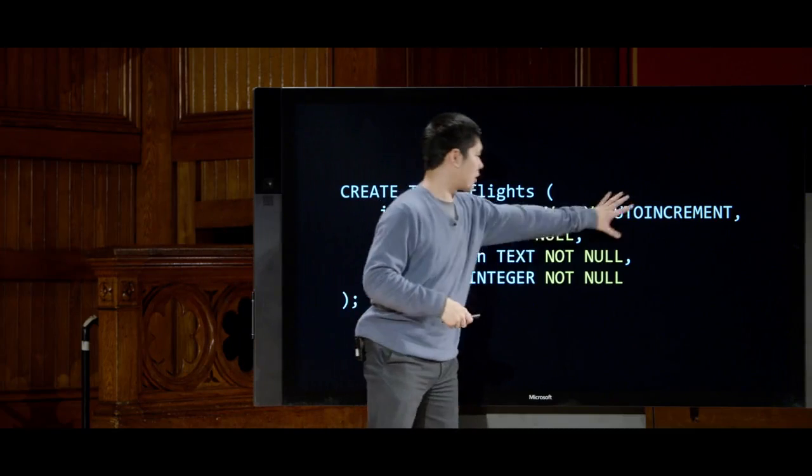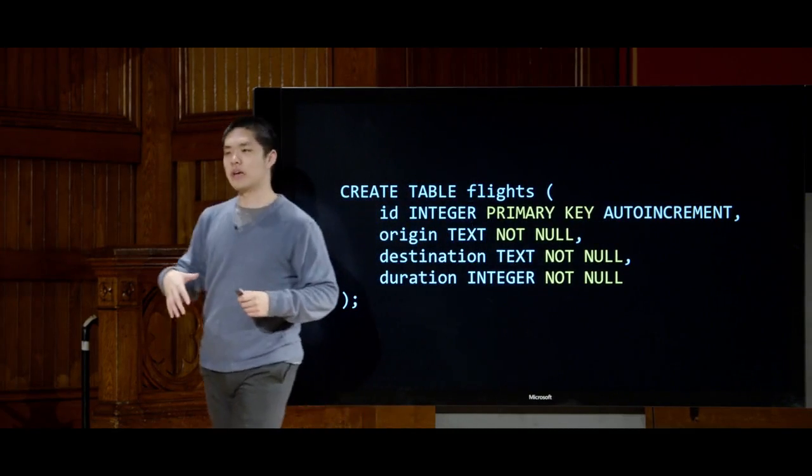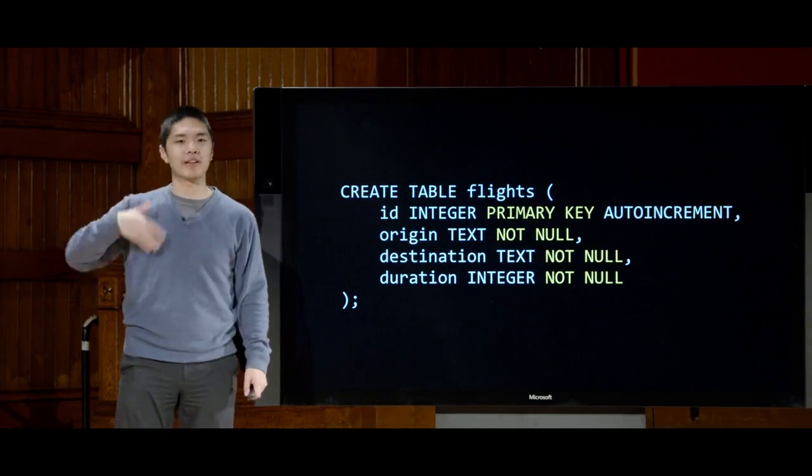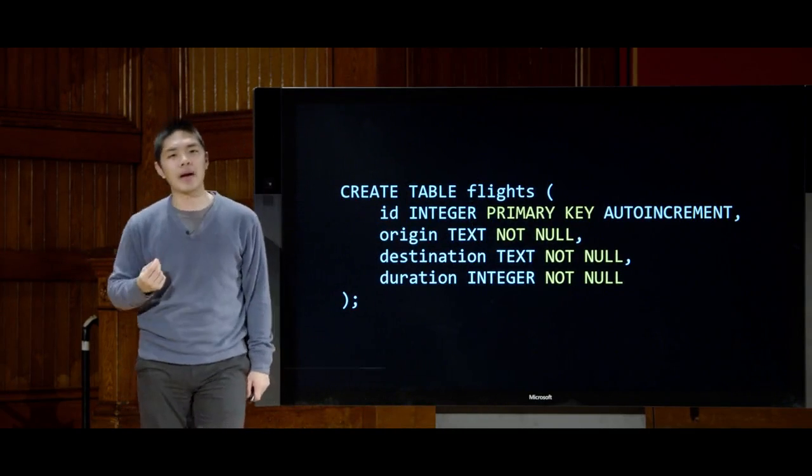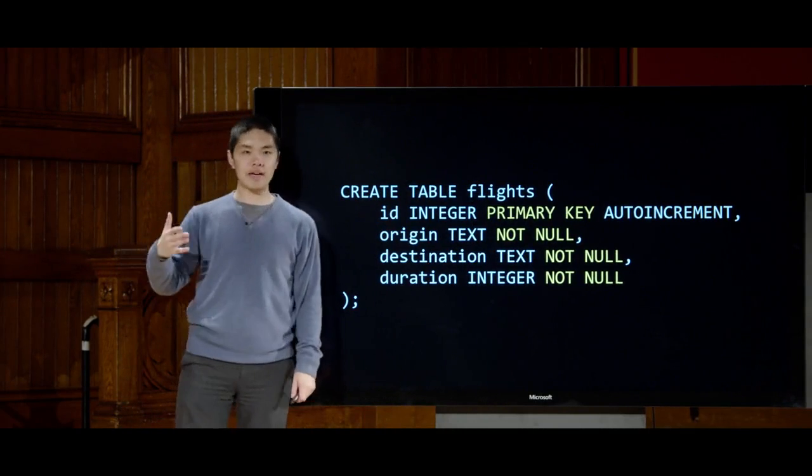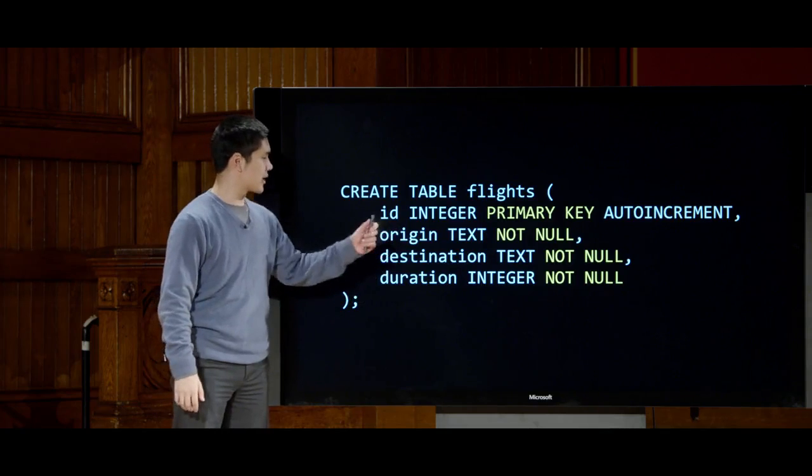And then finally, this auto increment after the primary key is a cue to SQL to automatically update the ID every time I add a new row into the table. So if I add a new flight, I can give the flight an origin, destination, and duration.